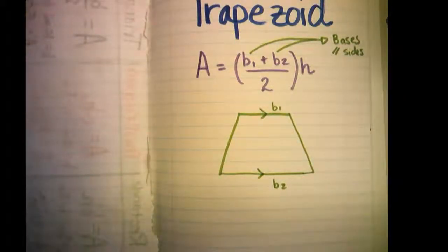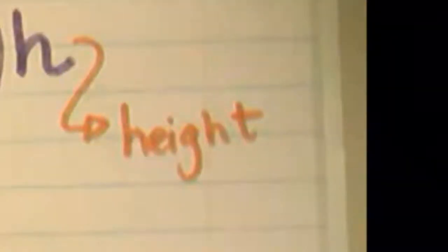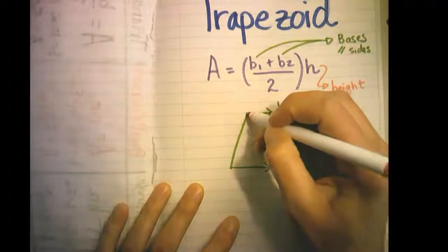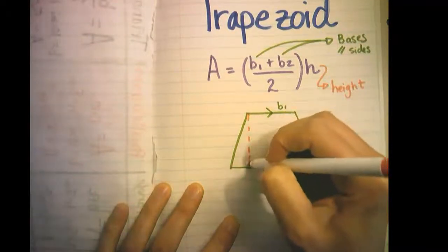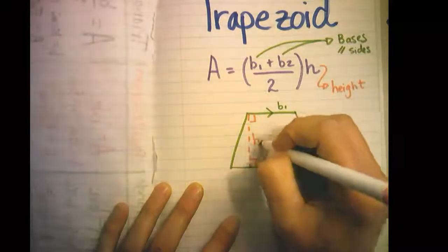And what does the H stand for? Right. And how do you know what the height is? Straight down the middle. Okay. Good job. It's always perpendicular to both of the bases. That's what the height will be.